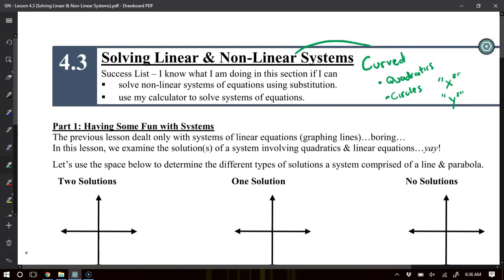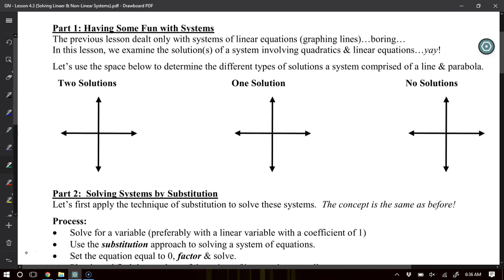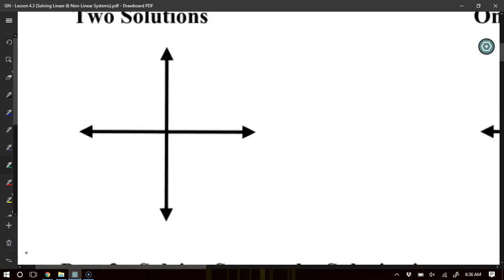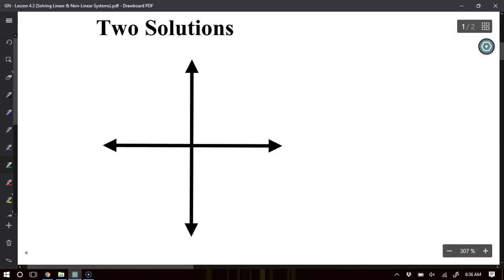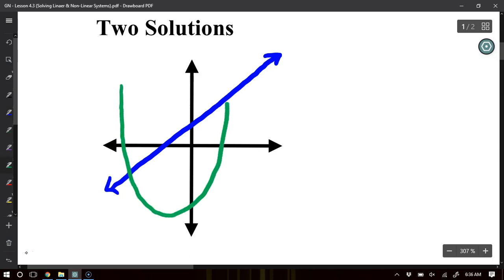In the first part, we're just going to look at the different types of solutions we're going to have when dealing with these types of systems. The one that's probably going to occur the most is two solutions. If I draw a line for one of the graphs, and I draw a quadratic for another graph, we can see 2 points of intersection. So this is going to have two solutions.